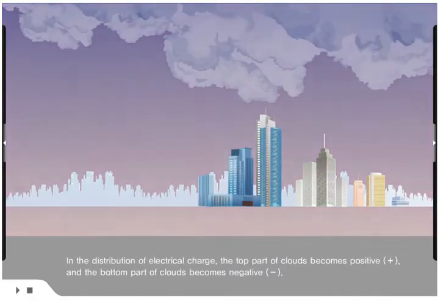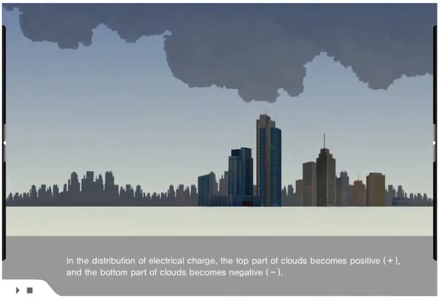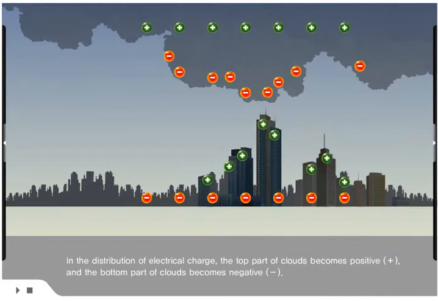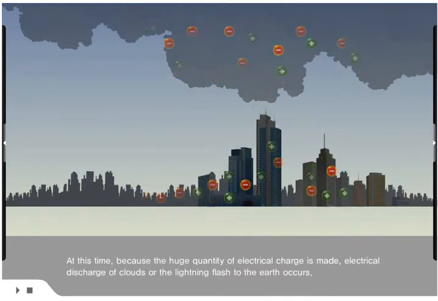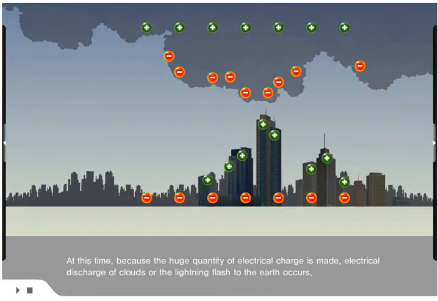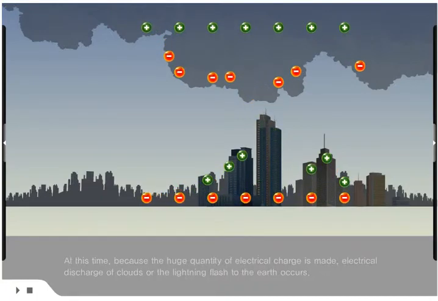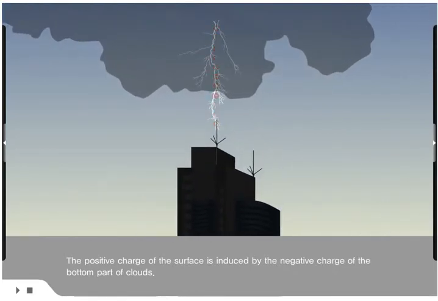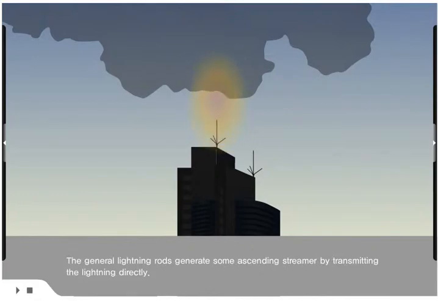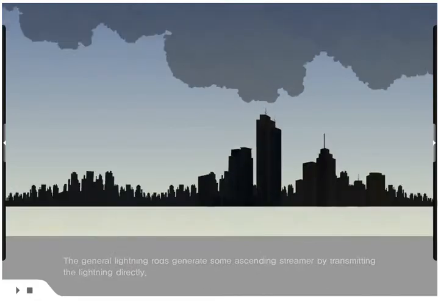In the distribution of electrical charge, the top part of the clouds becomes positive and the bottom part of the clouds becomes negative. At this time, because a huge quantity of electrical charge is made, electrical discharge of clouds, or the lightning flash to the earth, occurs. The positive charge of the surface is induced by the negative charge of the bottom part of the clouds. The general lightning rods generate some ascending streamer by transmitting the lightning directly.